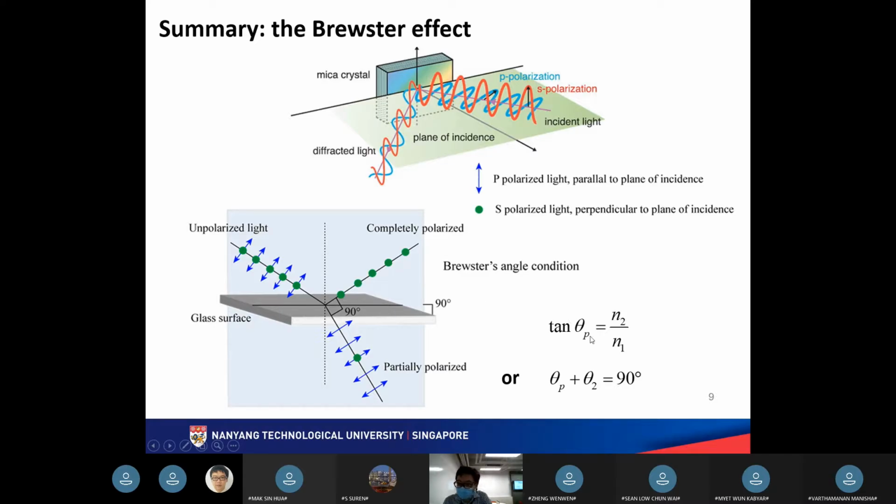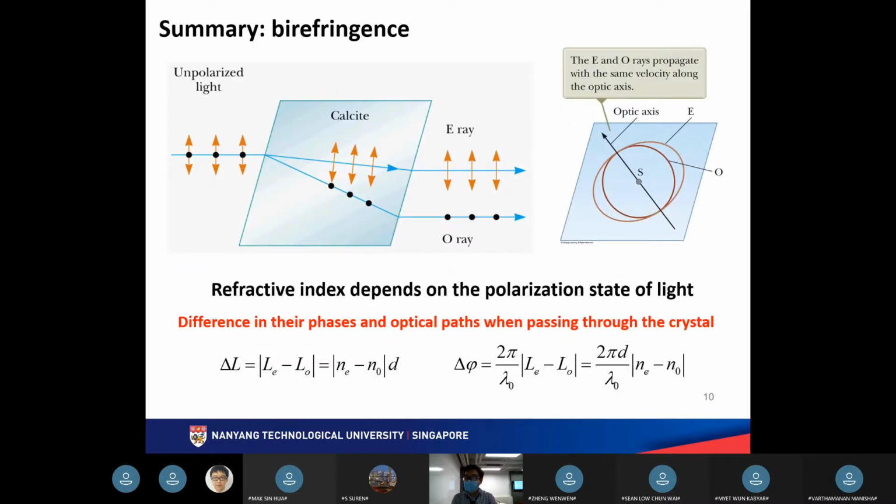An interesting thing for the Brewster angle is that, at the Brewster angle, the reflected light beam and the transmitted, refracted light beam are perpendicular to each other. Reflected and refracted light are perpendicular to each other. So this is the Brewster effect.